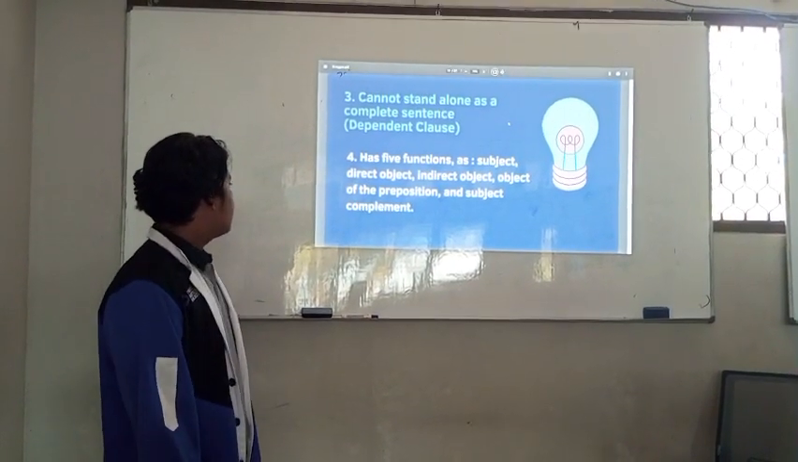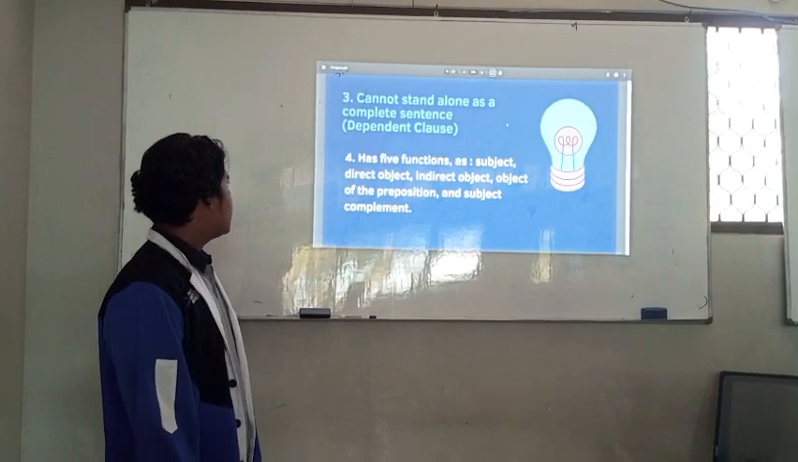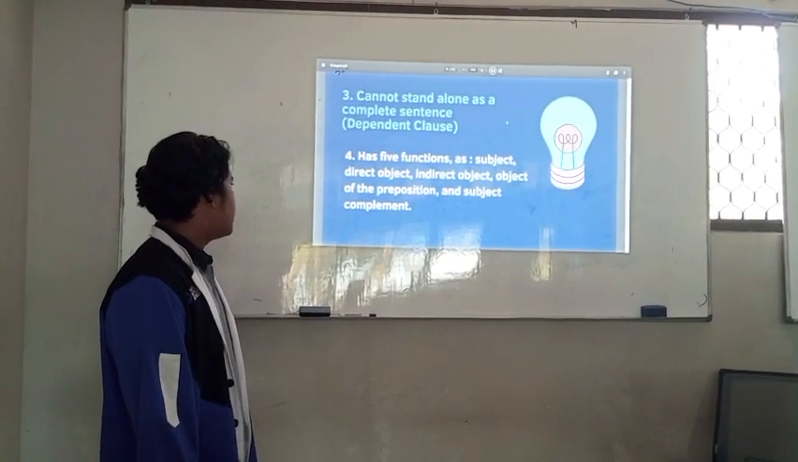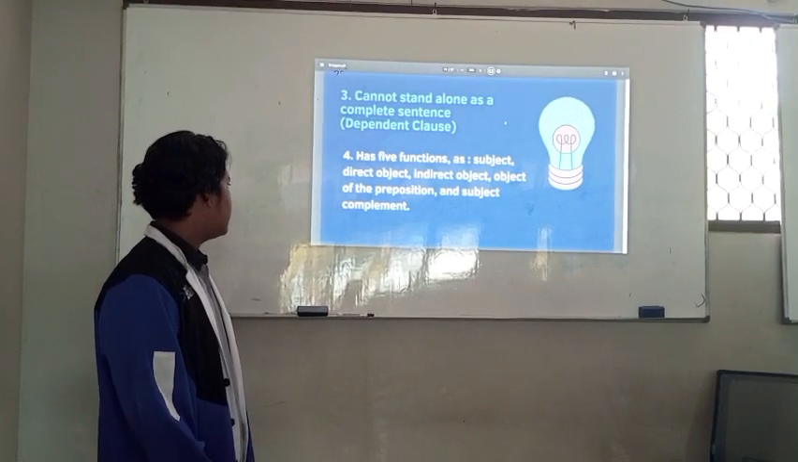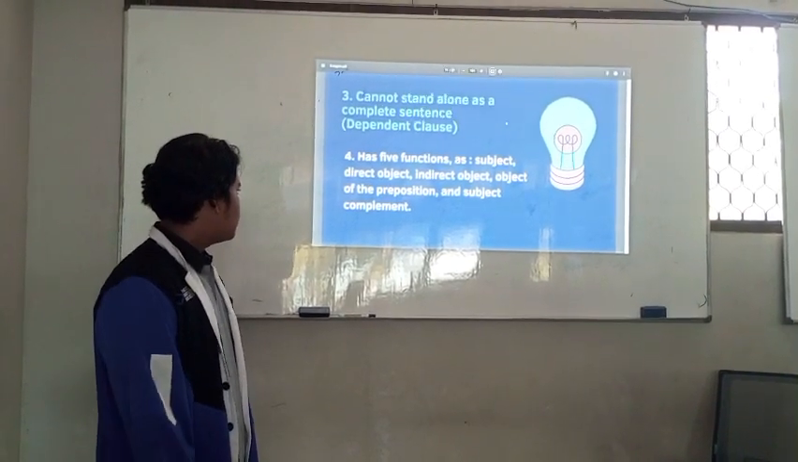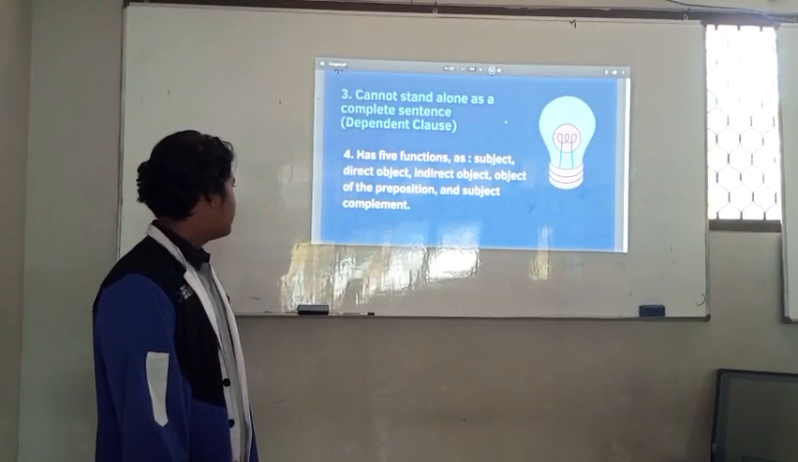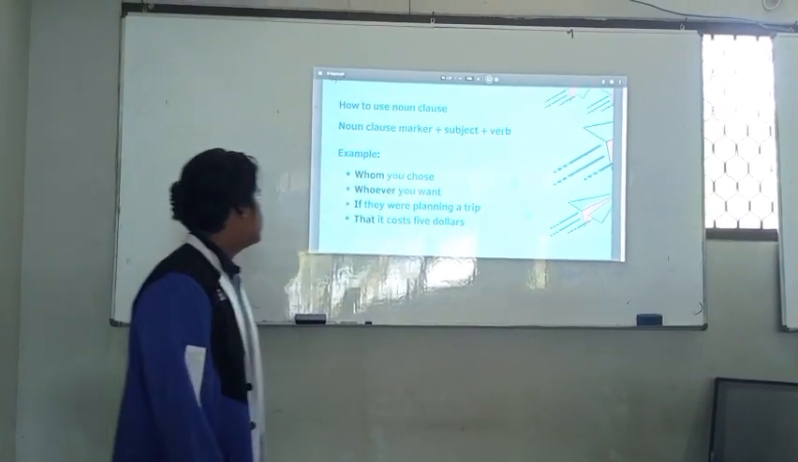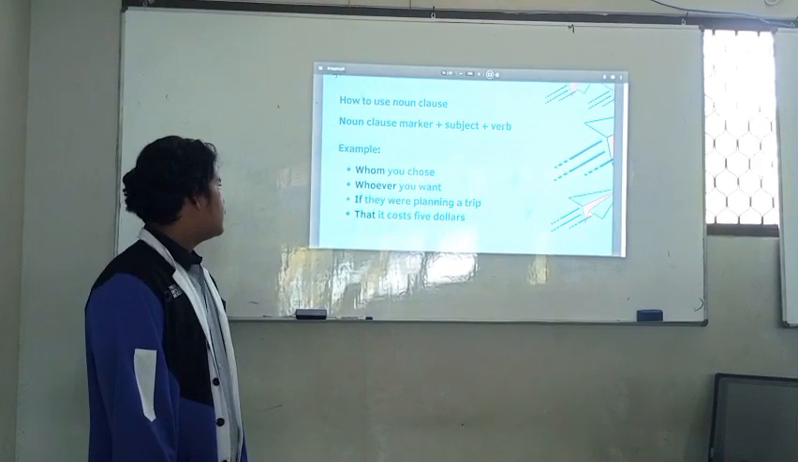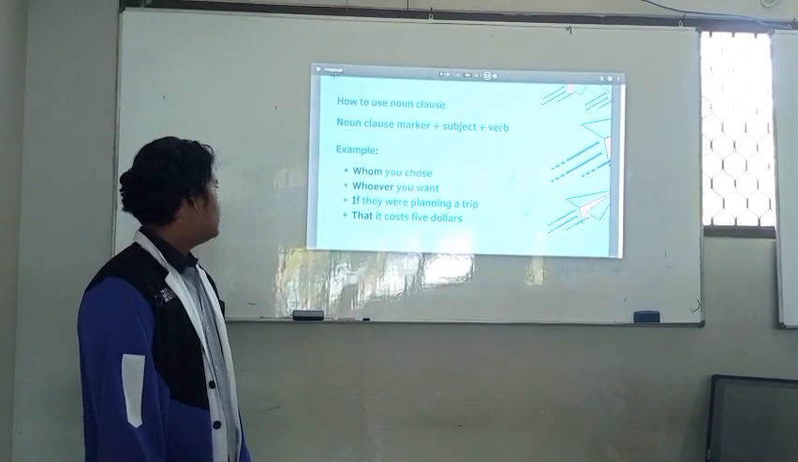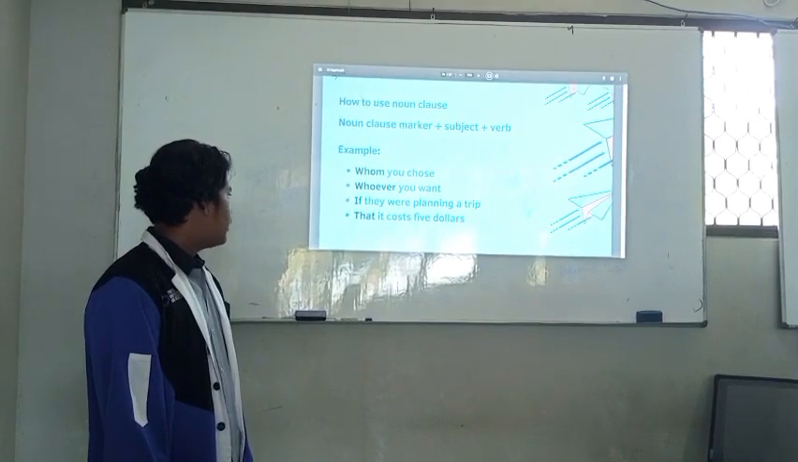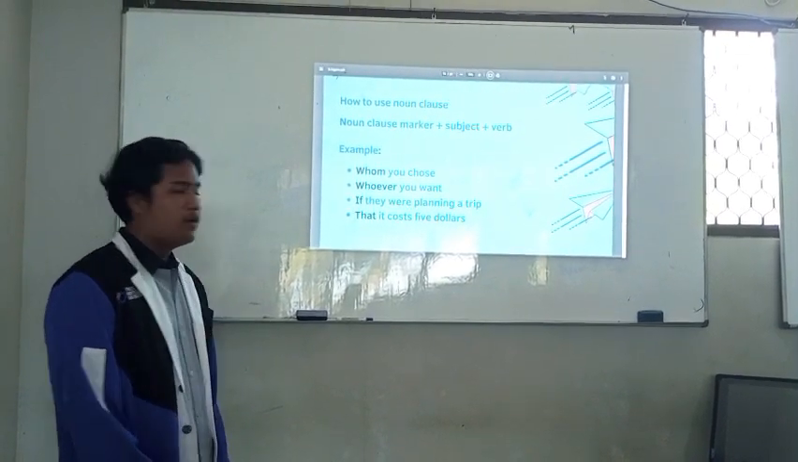Three, a noun clause cannot stand alone as a complete sentence. Four, it has five functions: as subject, direct object, indirect object, the object of the preposition, and subject complement. How to use a noun clause? Noun clause marker plus subject plus verb. Example: whom you choose, whoever you want. If they were planning a trip, then it costs $5.